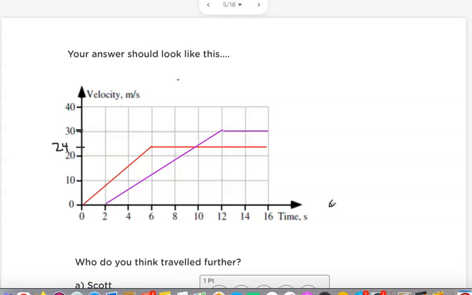So there's questions below this. The question is, who do you think is going to travel further? Do you think it will be Scott, the red one, or do you think it will be Aaron? So pause the video and answer that, and answer why. This is a prediction. We don't yet know enough physics to answer this, so we're making a prediction.